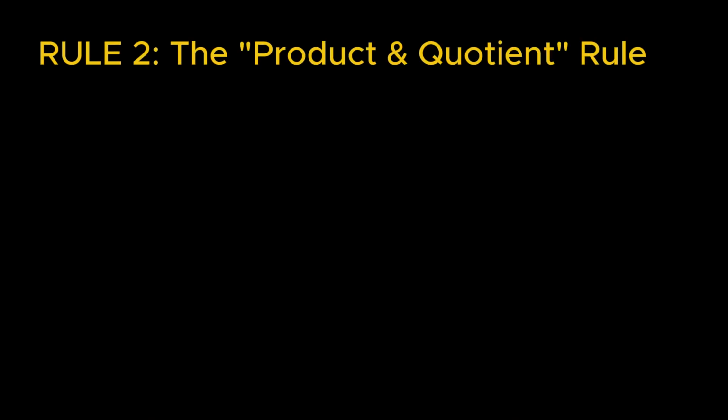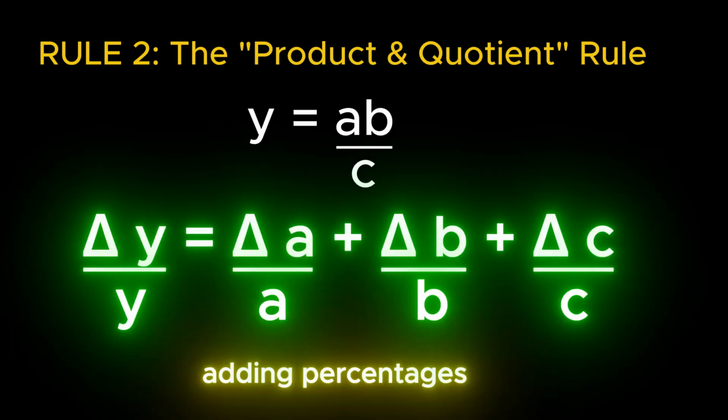Rule number 2. When you are multiplying or dividing, we stop looking at absolute numbers and start looking at percentages. If you're calculating density, you take the percentage uncertainty of the mass and add it to the percentage uncertainty of the volume. Even though you are dividing the values, you are adding the errors. This is the only way to find the total relative slack in your final answer.